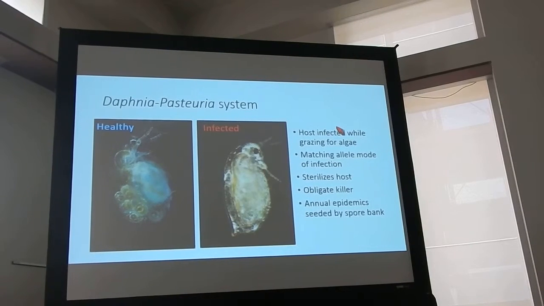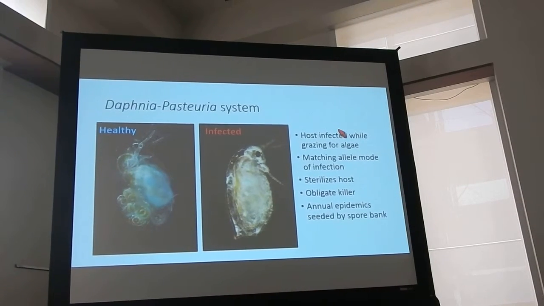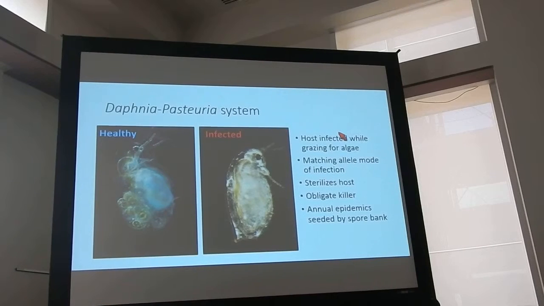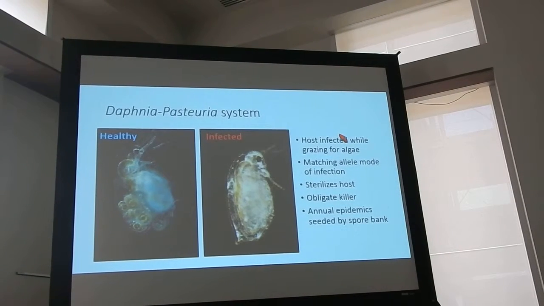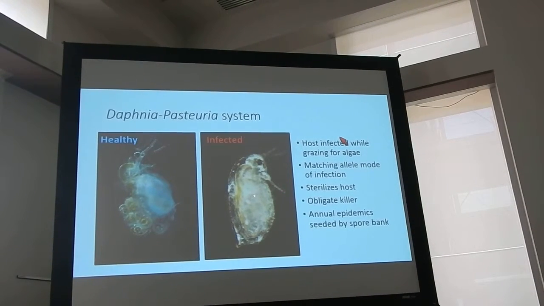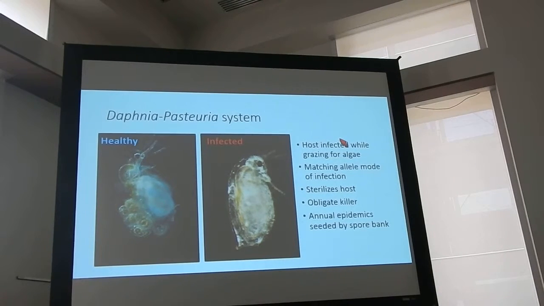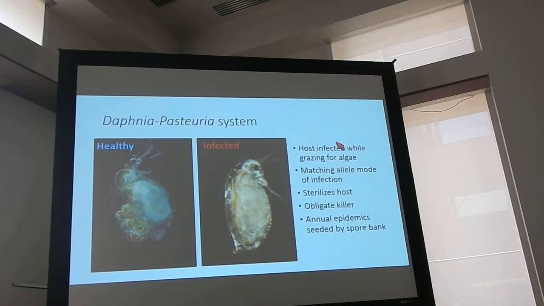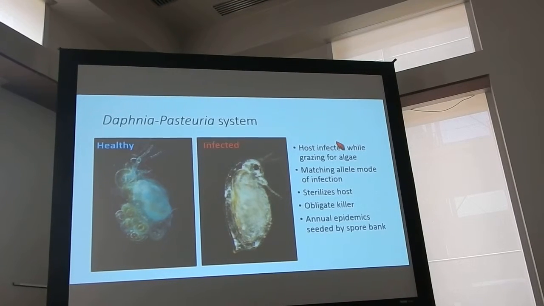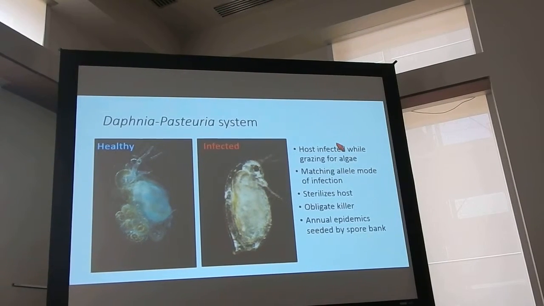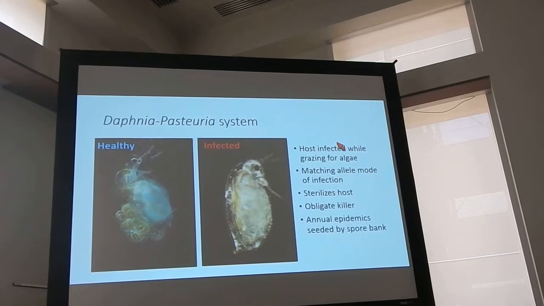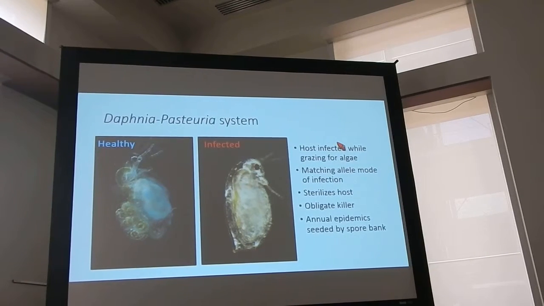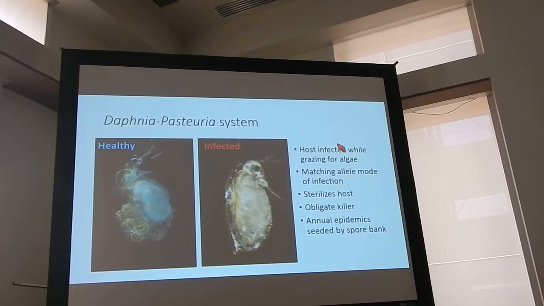But if it matches and the parasite infects, the parasite first sterilizes the host, and then it replicates in the host hemolymph. So you can easily see an infected Daphnia versus a healthy Daphnia here. When the Daphnia dies, 100,000 to a million spores will burst out of that carapace and into the water and restart this infection cycle. Annual epidemics are seeded by spore banks, so these spores can overwinter in the mud of lakes.